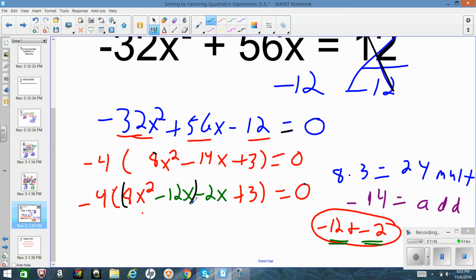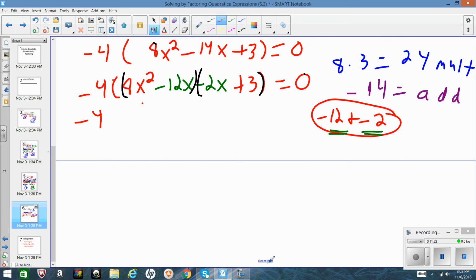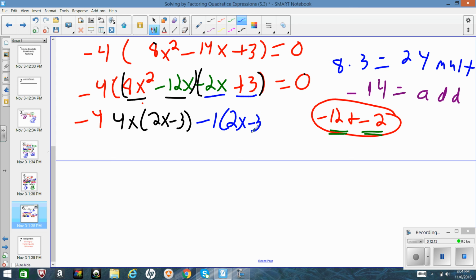Factor out the first two, factor out the second two. -4 stays the same. Extend the page. What do those two have in common? They have a 4x I can factor out. So that would give me 2x minus 3. What do these two terms have in common? They have a -1. That would give me 2x minus 3, and that equals 0.